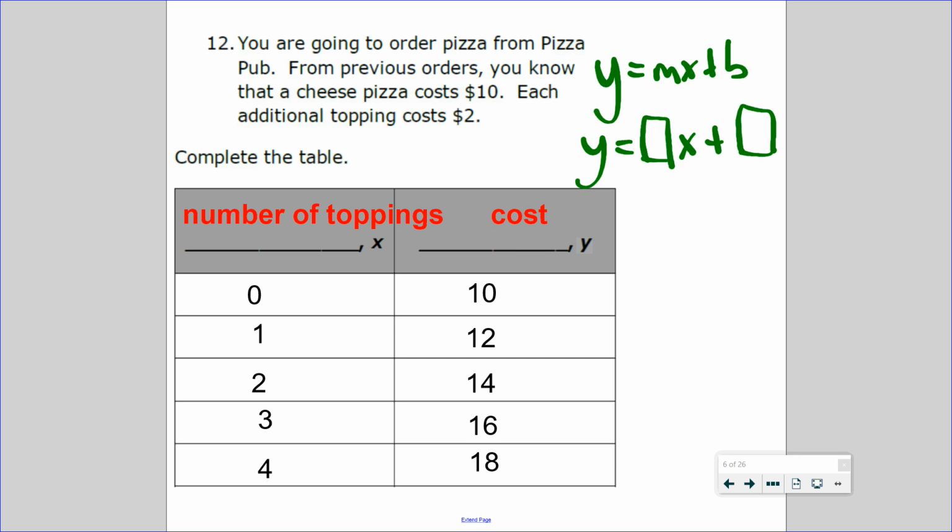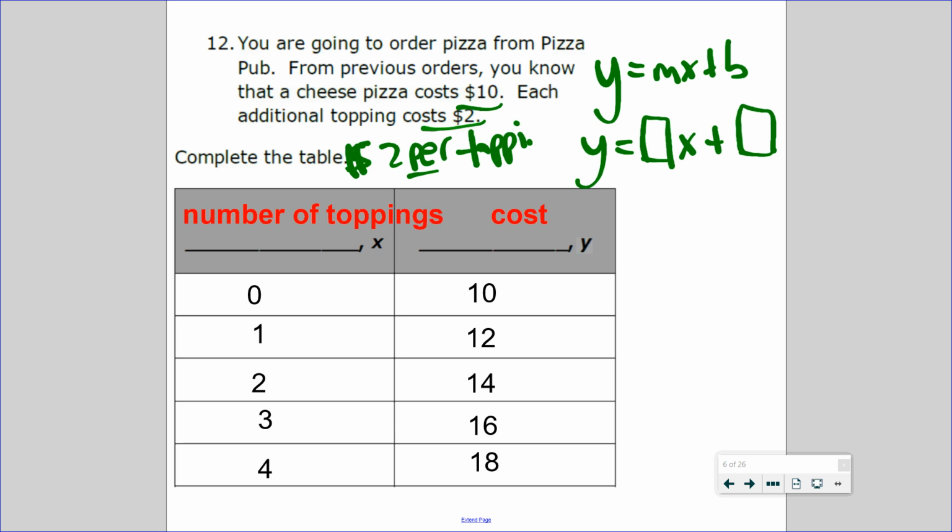So you are going to order pizza from Pizza Hut. From previous orders, you know that a cheese pizza costs $10. So you start with $10. Then each topping costs $2. Does that mean it costs $2 per topping? So does it really mean $2 per topping?